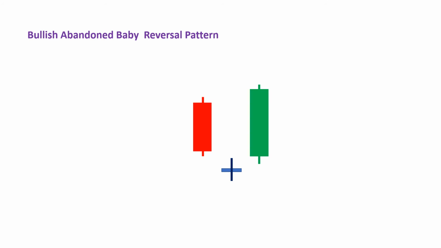It opens significantly higher than the close of the previous doji and closes above the high of the first bearish candle. Bullish abandoned baby is considered more reliable when it appears after a prolonged downtrend, signifying a shift in market sentiment from bearish to bullish.